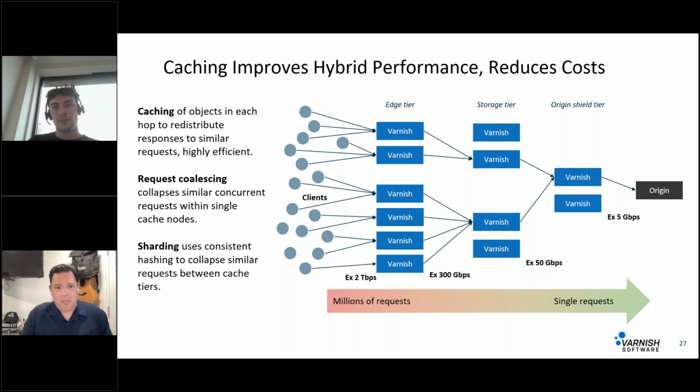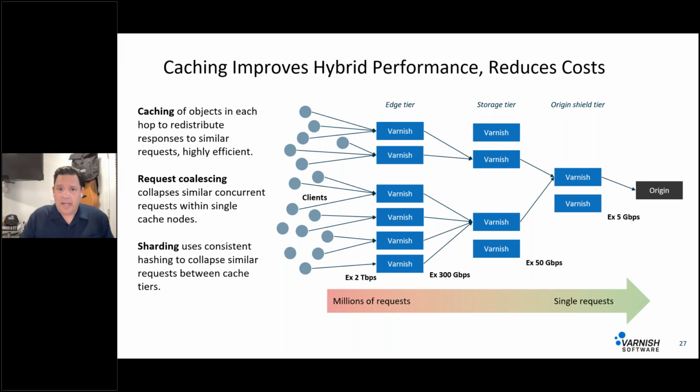From a caching perspective, here are some of the features and some of the functions and some of the techniques that are used by a lot of different caches out there in the market, not just Varnish, to optimize transfer. And you can see we start at the left hand with millions of requests. I'm looking at the graphic right now. And then it scales all the way down to single requests.